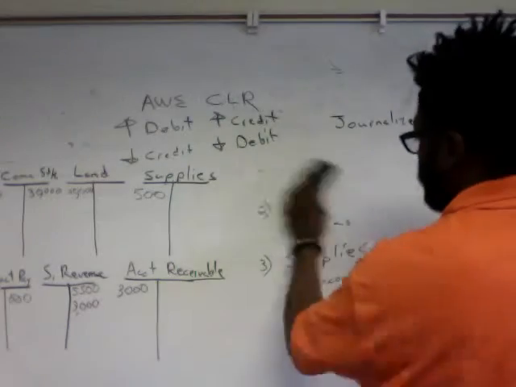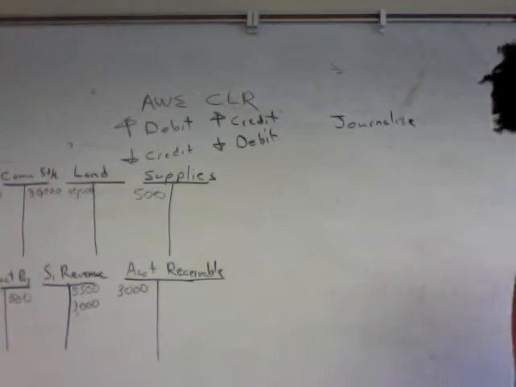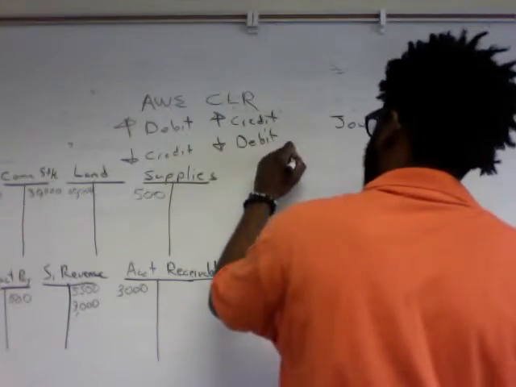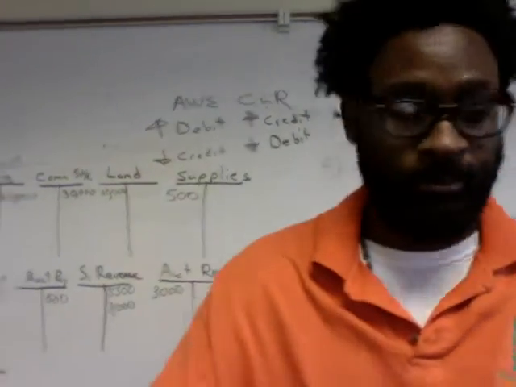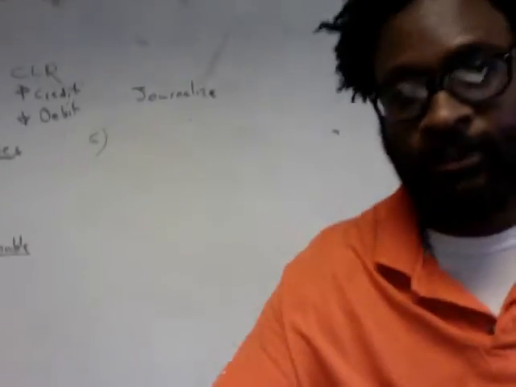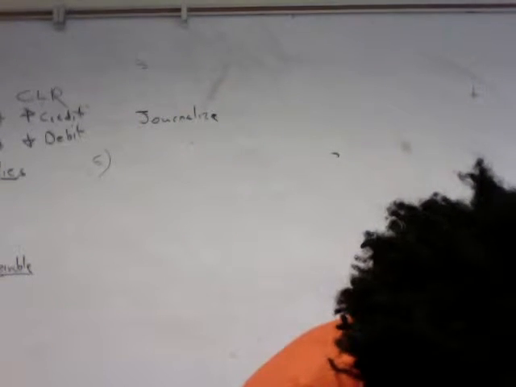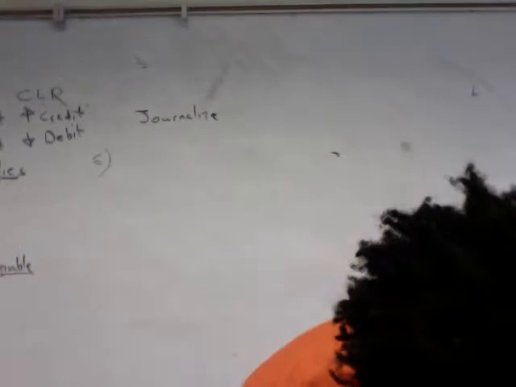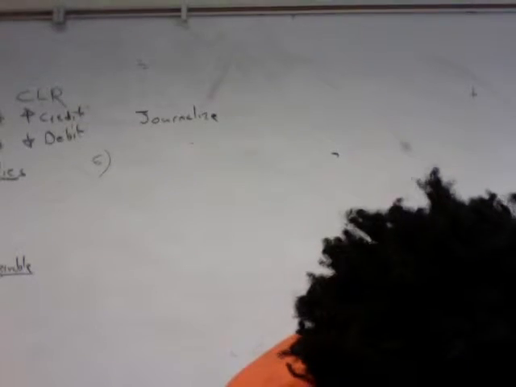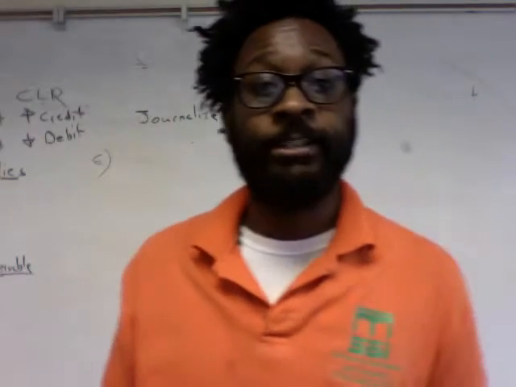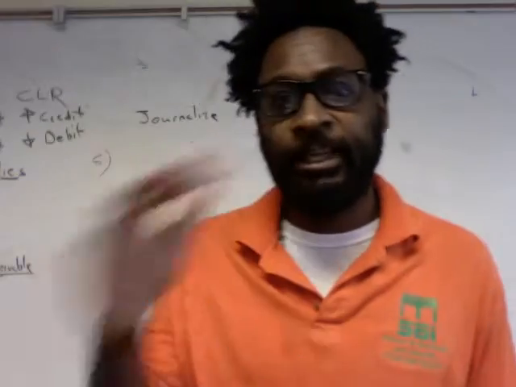So now we're on transaction number 6. Transaction number 6 tells us that we're going to pay $2,000 for rent. Suppose that we pay $2,000 for rent.